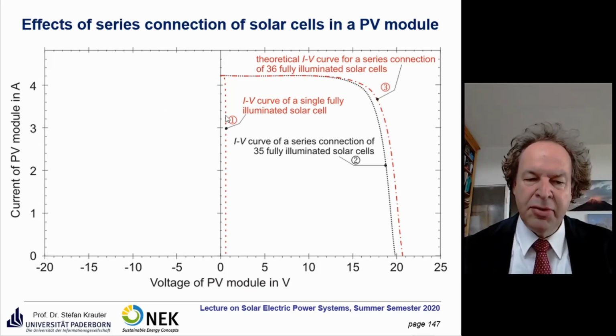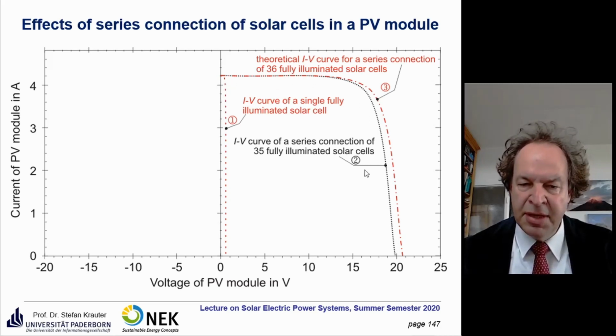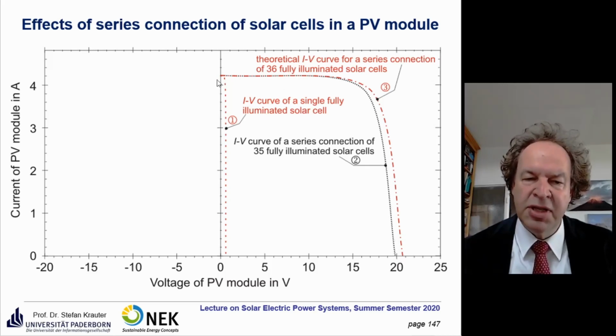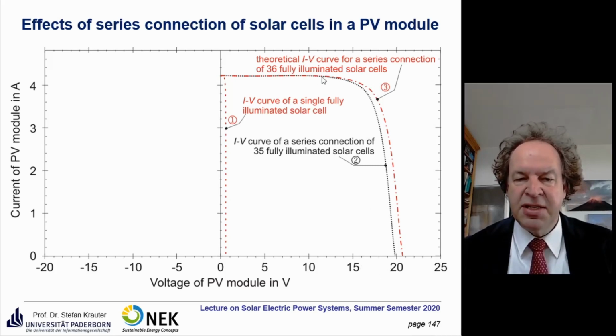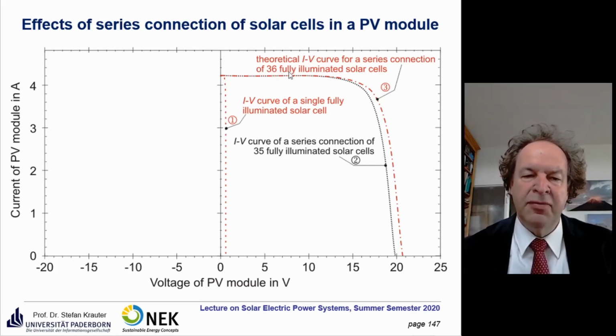Now you put them in series. That means the current stays the same and the voltages add up. For example, if you look at number 2, these are 35 fully illuminated solar cells interconnected in series, so we add up all, it's 35 times 0.6 volts. And last but not least, we see a 36 illuminated solar cell. So this is the final IV curve for solar modules with 36 cells. Nowadays, modules even have 72 interconnected solar cells.